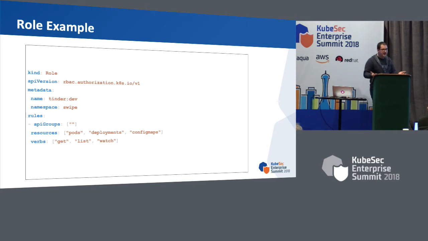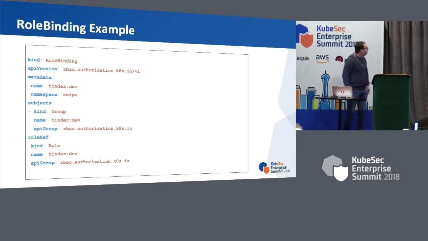So let's go over an actual example. In this case, I'm creating a role. In this situation, I'm creating the Tinder dev role, and I'm allowing it to get, list, and watch on the resources pods, deployments, and config maps. Once you've created your role, you go straight to a role binding so that you can bind the role to the particular subject. In this case, you see the role ref, Tinder dev, and you see the subject, Tinder dev, and once you apply that, it performs the role binding.